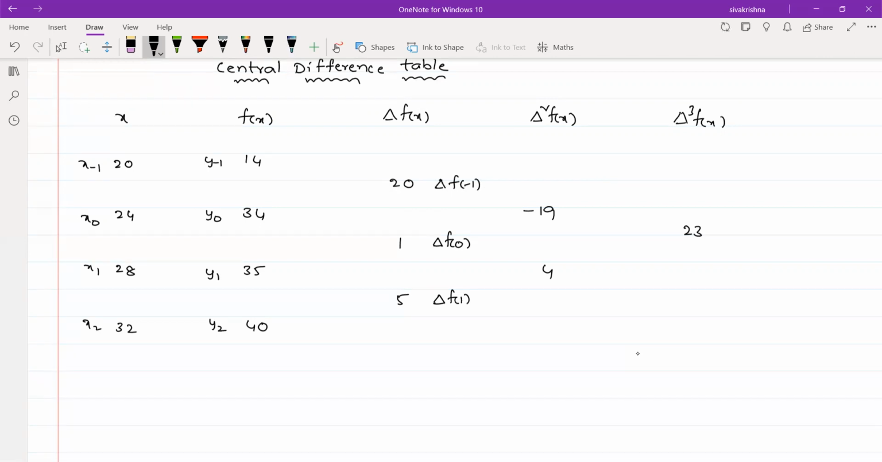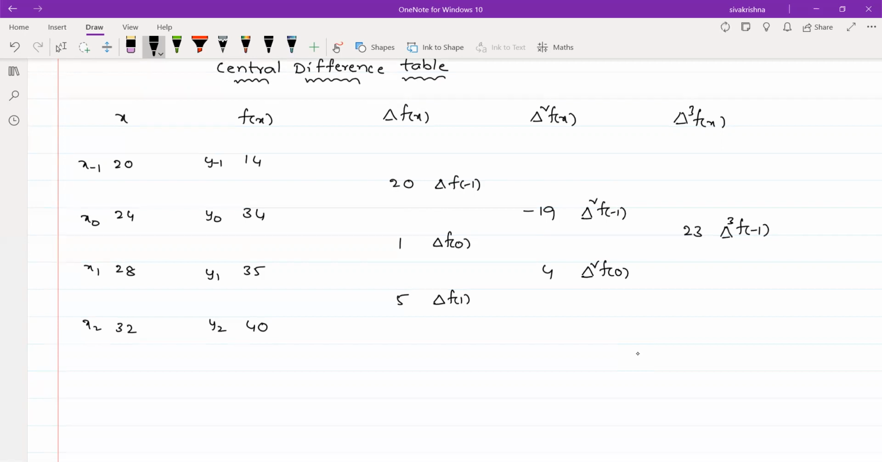Similarly, coming to the second differences, the name of the first value in the second differences is delta square f of minus 1, and the second one is delta square f of 0. And finally, in the third differences, the first value is delta cube f of minus 1. So in this way, we have to give the names for the values in the table.